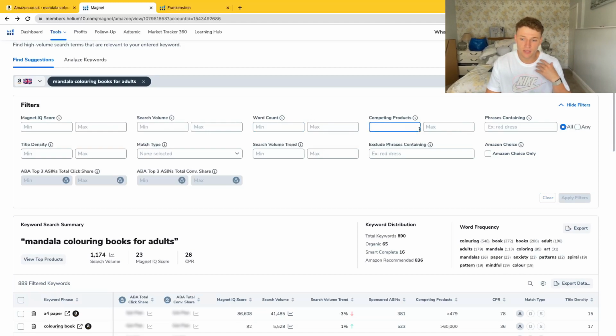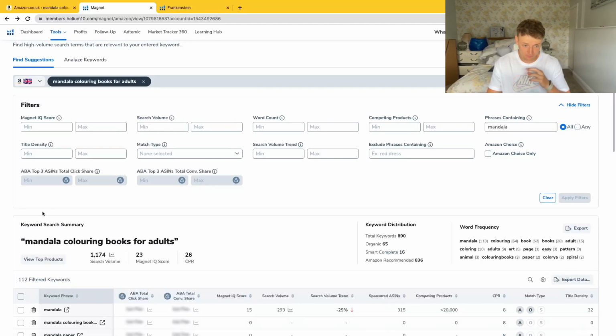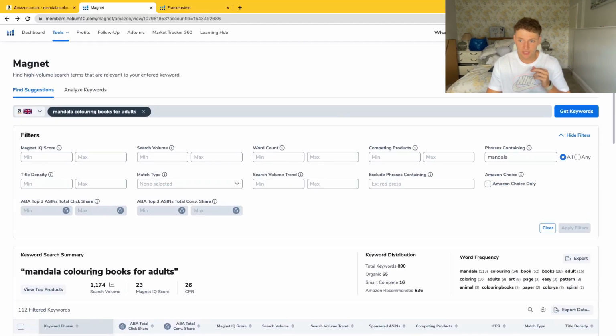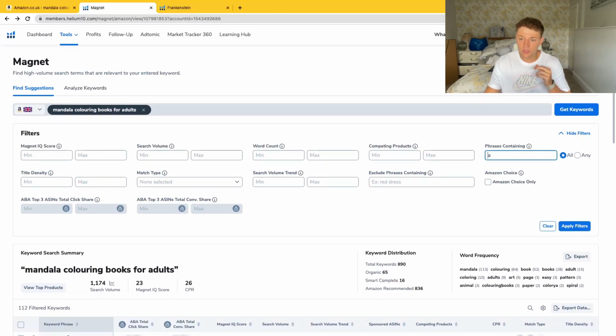You could have a number of competing products filter. You can also look at all of the phrases containing a certain word. So we could put something like mandala here and see all of the results that come back with the word mandala in. If we press apply filter here, you can see all of the keywords that contain the word mandala. You can do loads of different filters, which is super powerful with Helium 10.